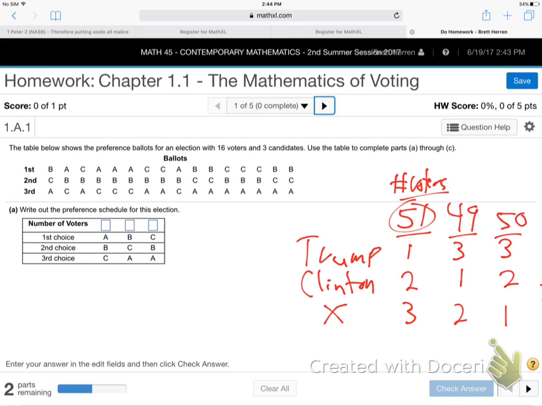And 50 people thought that X was their favorite. This means number one is your first choice, second choice was Clinton, third choice was Trump, right? Just think about that for a second. What if that had happened? Now, according to our system of voting, the way we do voting for the national election anyway, who would win the election?